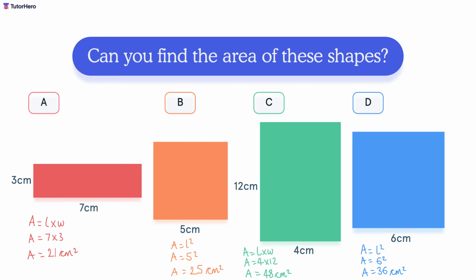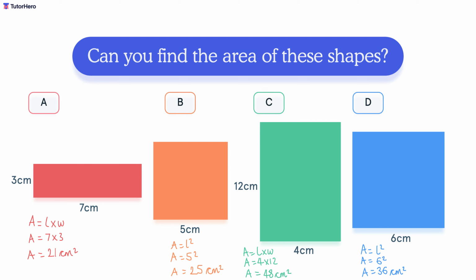Shape B is a square that has sides of 5 centimetres. The formula to find the area of a square is L squared. Therefore, 5 squared equals 25. The area for shape B is 25 centimetres squared.